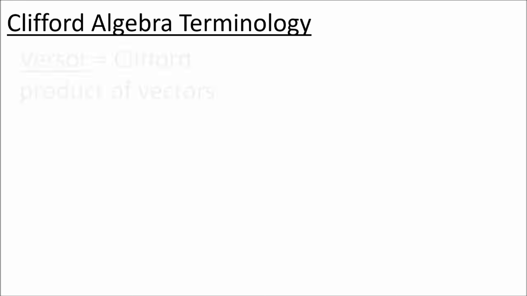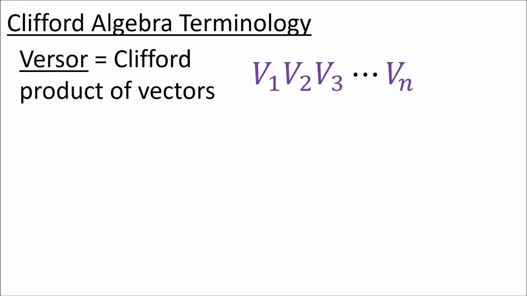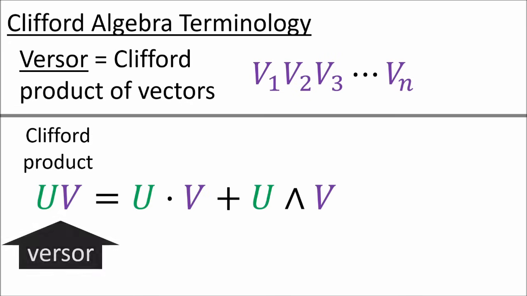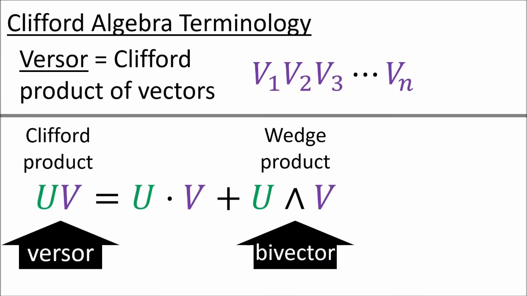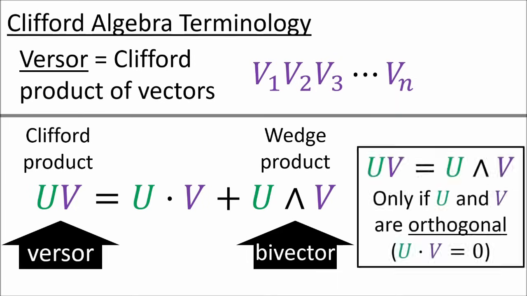When we have a Clifford product of vectors, we call this a versor. Note that the Clifford product of two vectors is not the same thing as a bivector, since the Clifford product gives us the sum of a scalar and a bivector. The Clifford product and wedge product are only the same if the two vectors are orthogonal, and the dot product part goes to 0. With this out of the way, let's get started with learning about rotations and reflections in Clifford algebras.